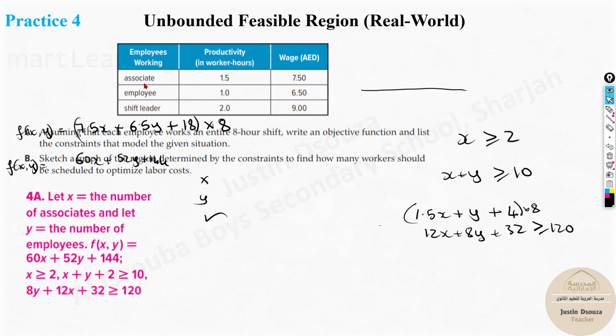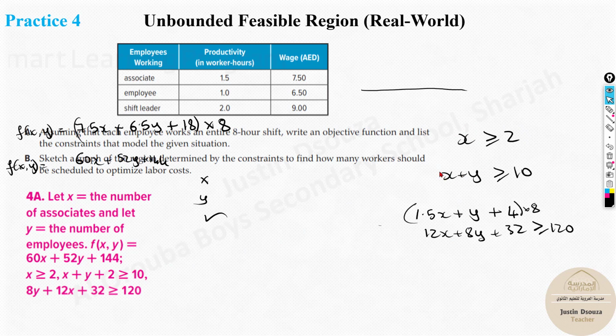So you can see over here, let X be the associates. The first one was associates. The next one was the number of employees. The objective function, now we can see here it is 7.5x plus 6.5y plus 18. This is for 1 hour, but the shift is of 8 hours. So multiply 8 throughout, you're going to get 60x plus 52y plus 144. That's what we got. Then the first constraint was X must be greater than or equal to 2.